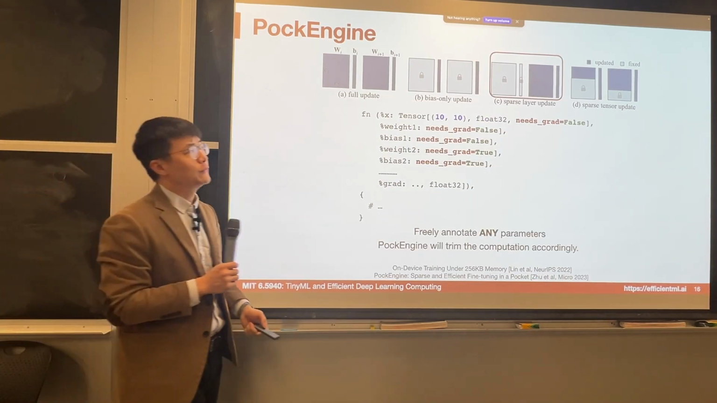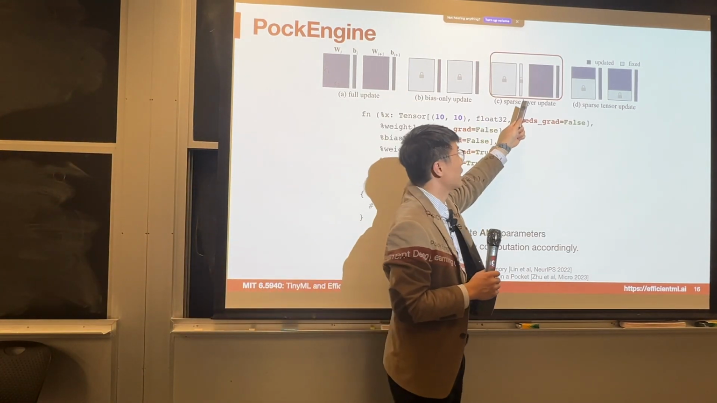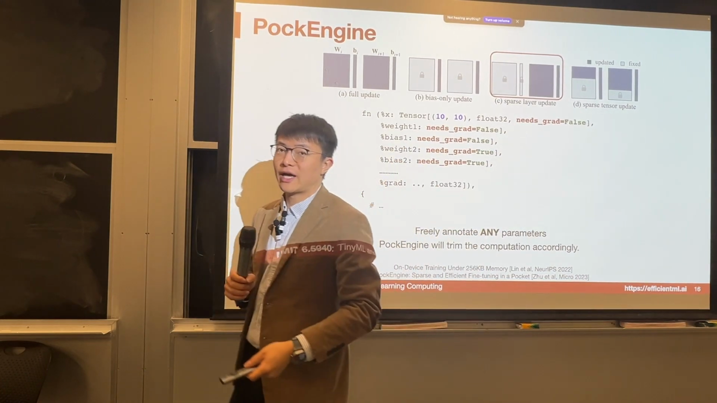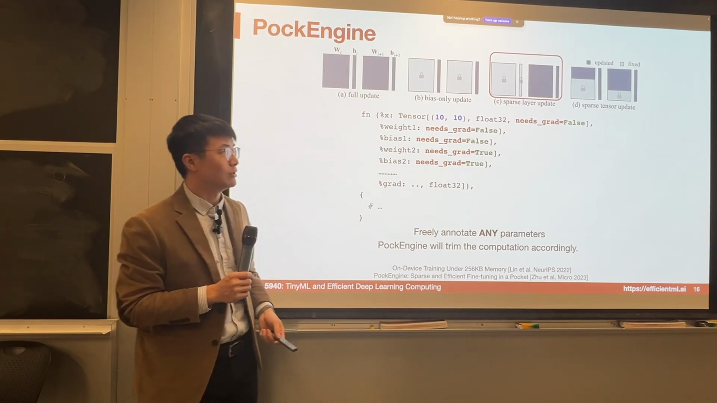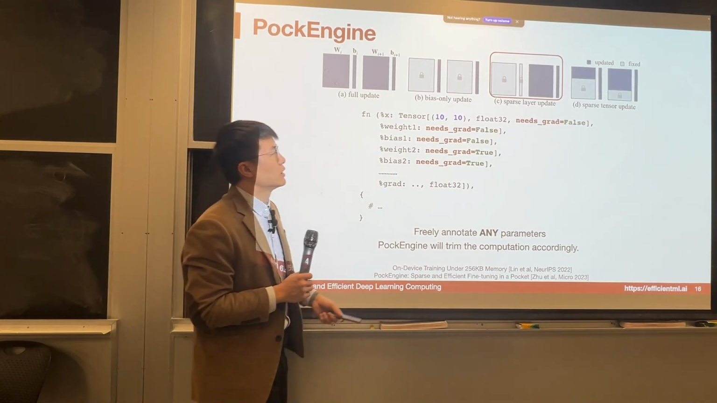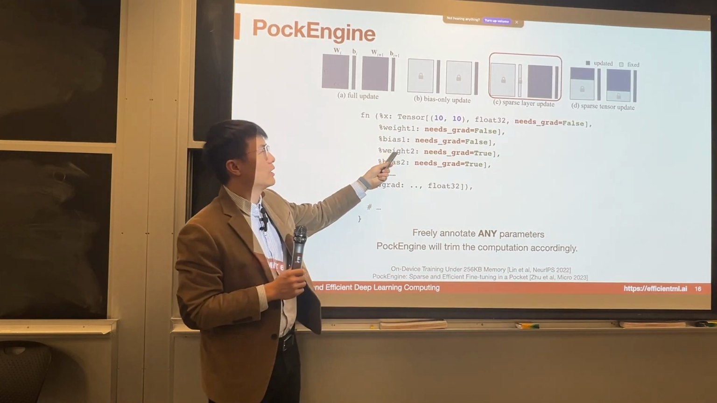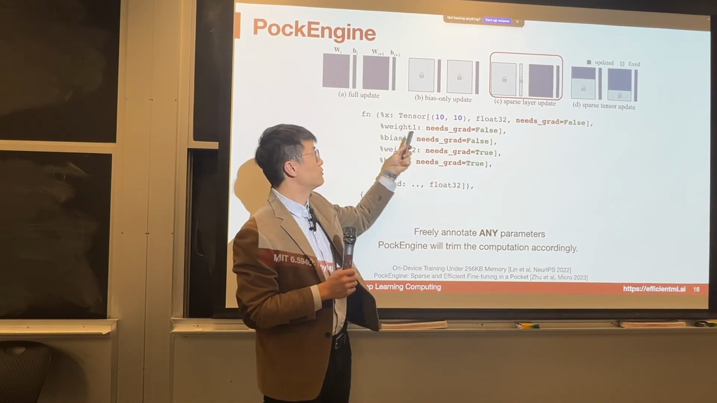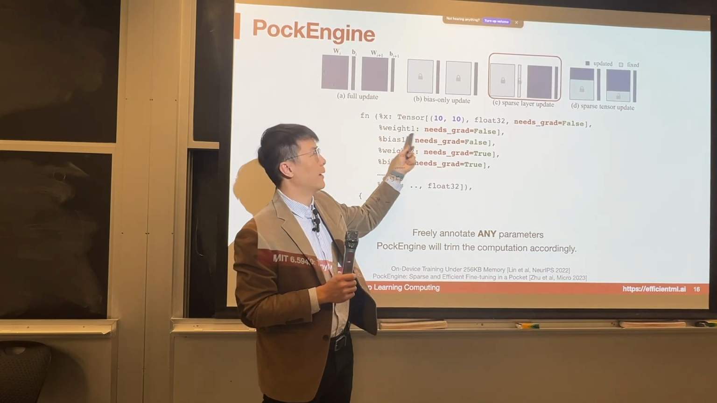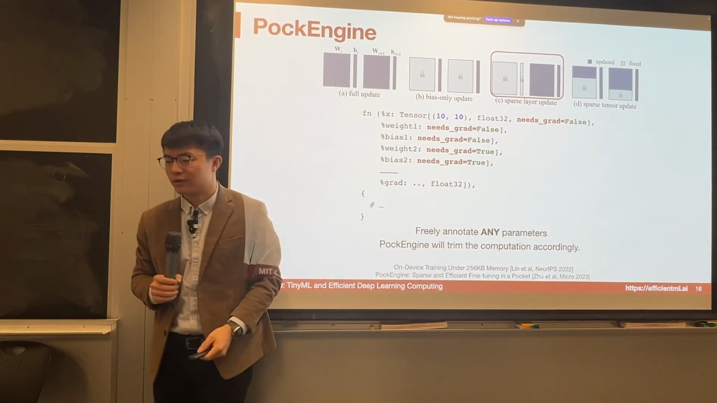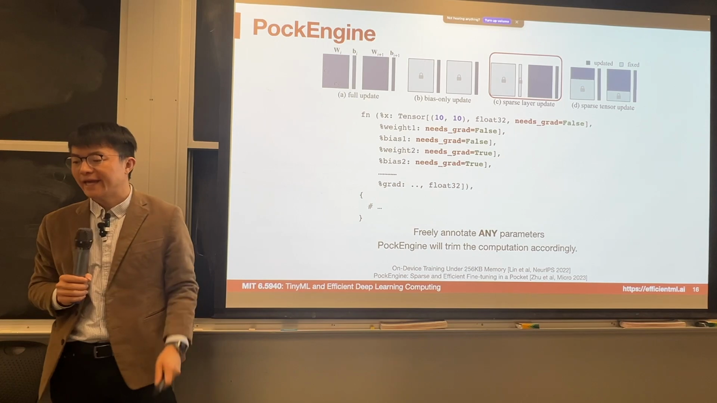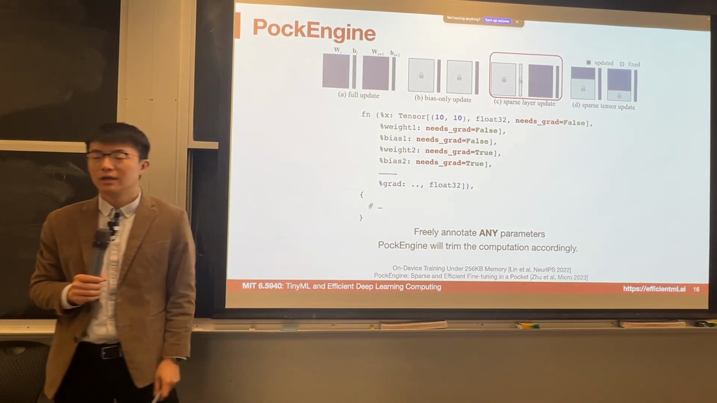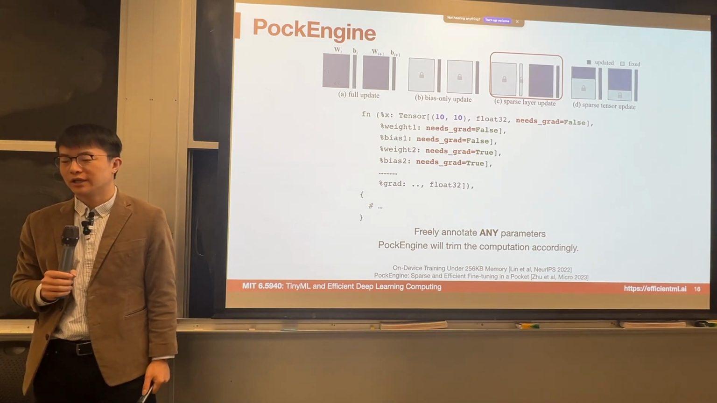We can also do sparse layer update, like only update the second layer and not update the first layer. And how do we achieve that at the compiler level? This is layer 1, layer 2. We mark the need grad to be false for both the weight and bias for layer 1, and mark it to be true for the second layer. We can freely annotate any parameters, and the PockEngine will trim the computation graph accordingly, automatically.